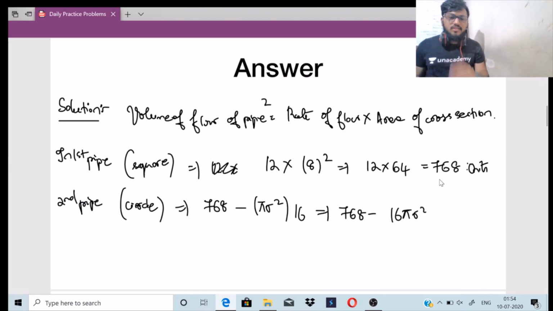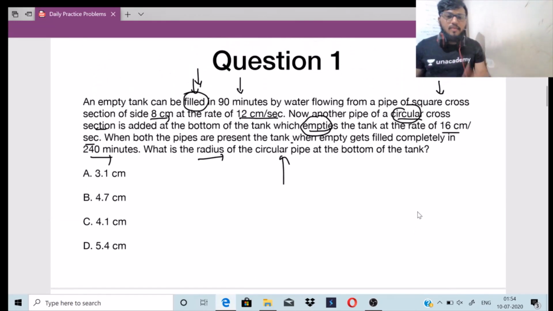What are the volume per second ratios you have? This is the first pipe, which is 768 units. This is the second pipe, which is 768 minus 16 pi r square. If you go back, the filling pipe is taking 90 minutes and the total is 240 minutes, right? The filling pipe is 90 minutes. It can be filled in 90 minutes. So the tank is already empty and it gets filled completely in 240 minutes. It is already empty, and it is getting filled.